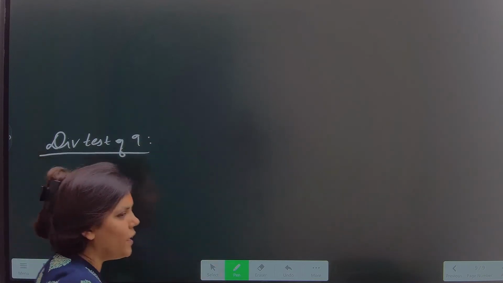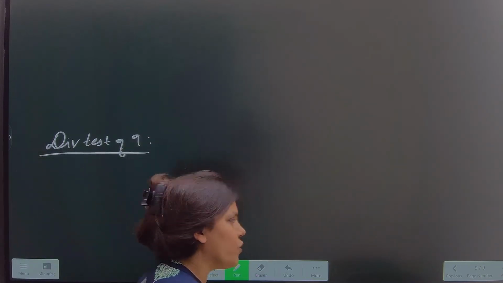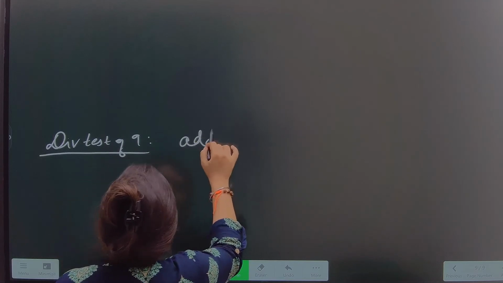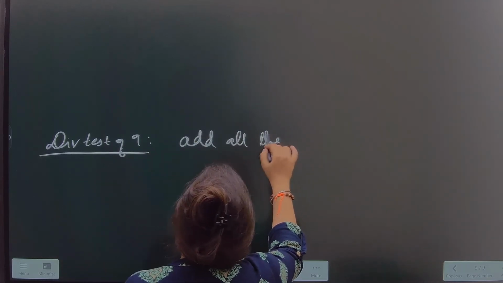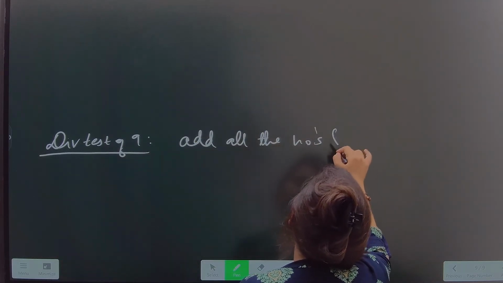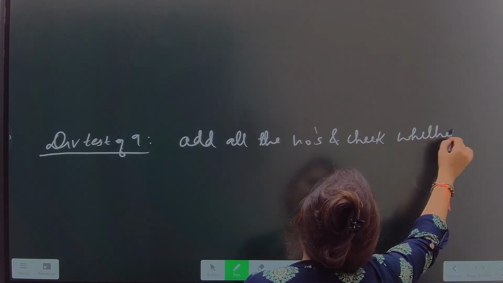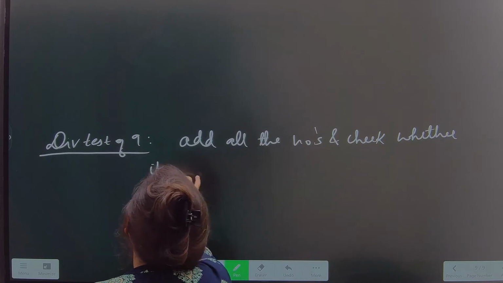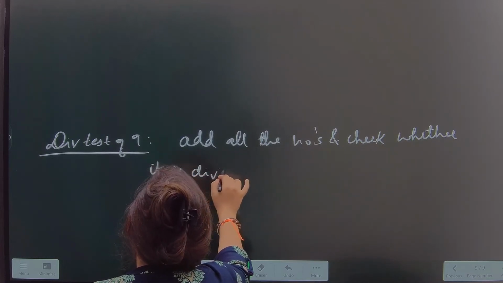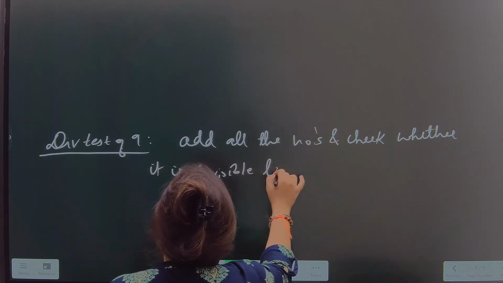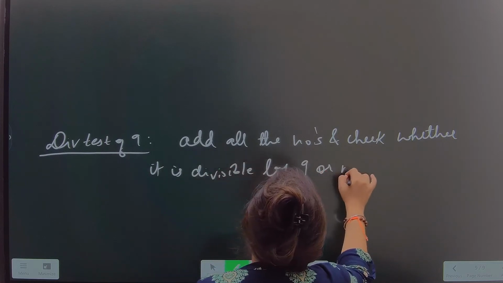So this is similar to the divisibility test of 3. You just need to add all the numbers and check whether it is divisible by 9 or not.